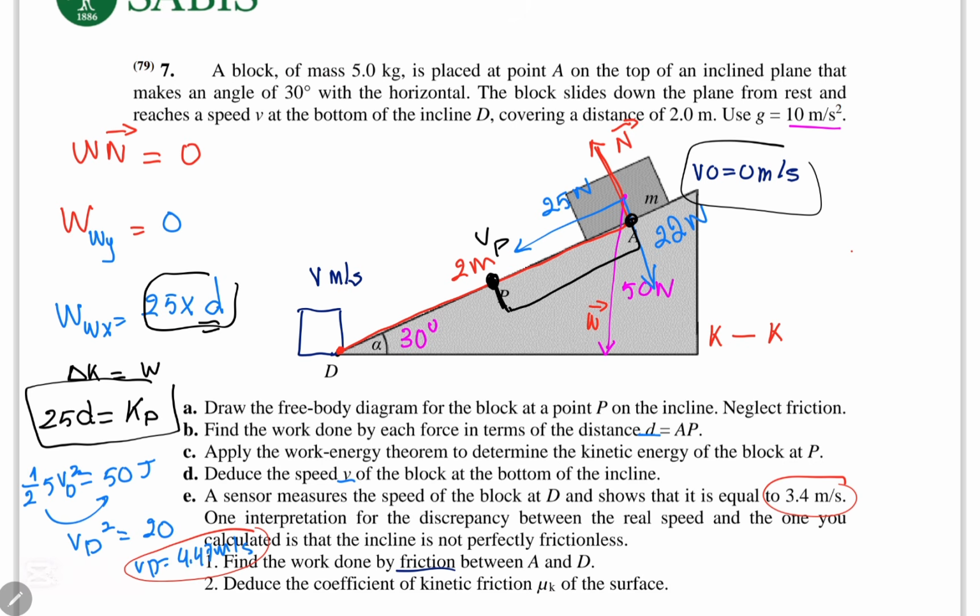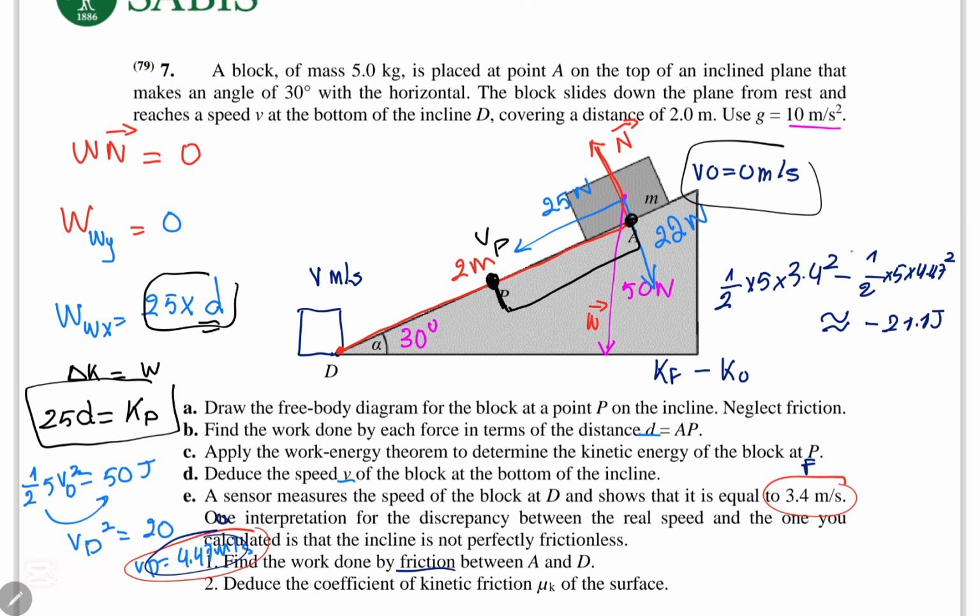You need to remember that the work done by friction is always negative. So in this case, we would take the measured speed as the final one and the calculated one as the initial one. So kinetic energy final minus kinetic energy initial: 1 over 2, the mass, which is 5, times 3.4 squared, minus 1 over 2 times 5 times 4.47 squared. You will get an approximate answer of minus 21.1 joules. So that's it for question E, part 1.